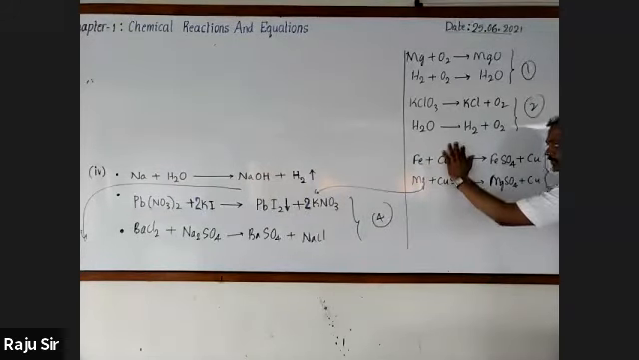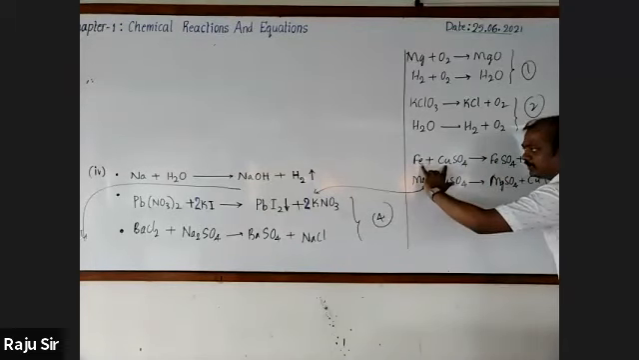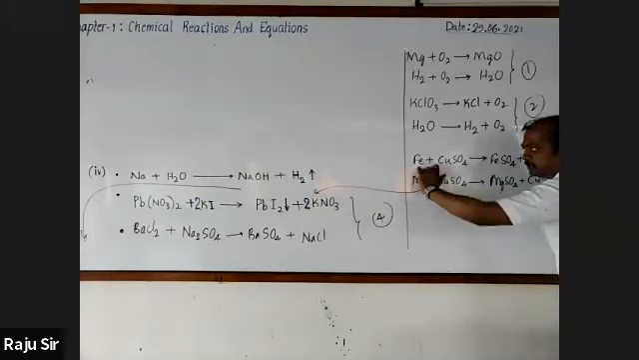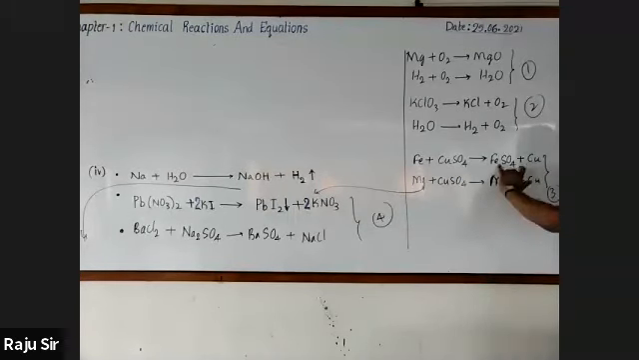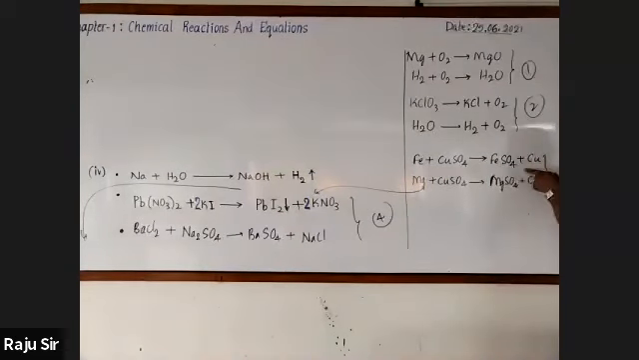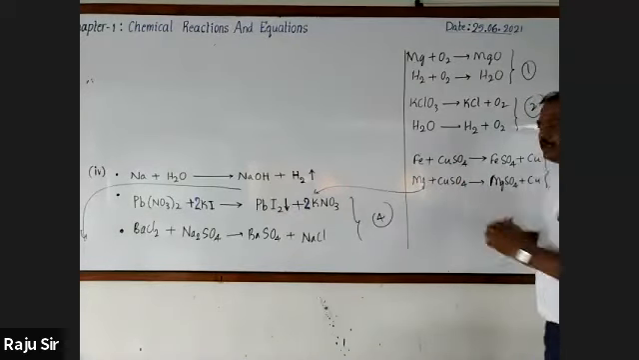Whereas in the third group, one observes: iron plus copper sulfate gives iron sulfate and copper. Here the metals involved are iron and copper. Here, iron and copper. But can we say that these two have exchanged their places? Displaced, sir. Displacement reaction.